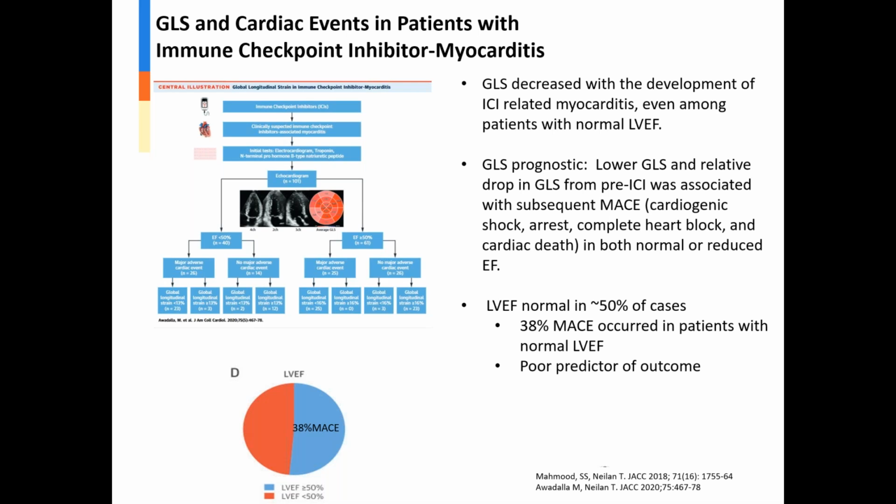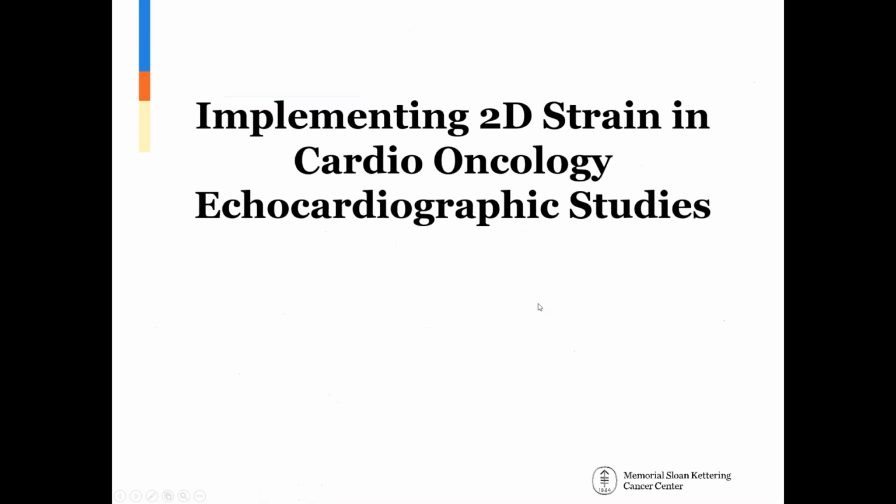And important to remember that Tom showed in his earlier study that EF is a poor predictor of outcome, as EF was normal in 50% of patients who presented with ICI myocarditis, and 38% of major adverse cardiac events occurred in patients with normal ejection fraction. So remember to do GLS in patients who you're suspecting myocarditis due to checkpoint inhibitor.